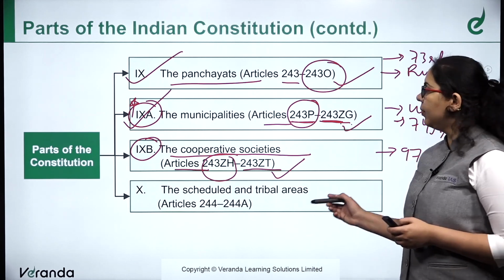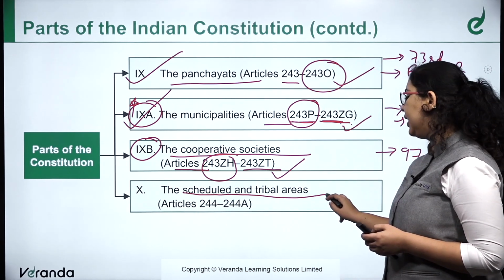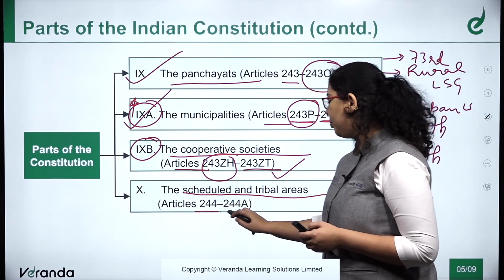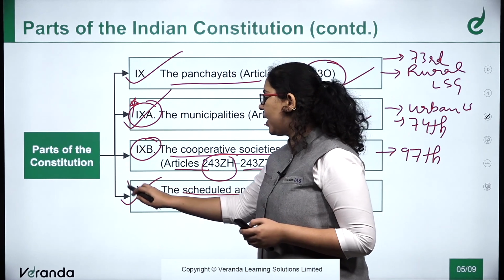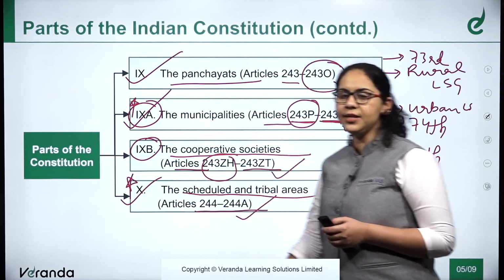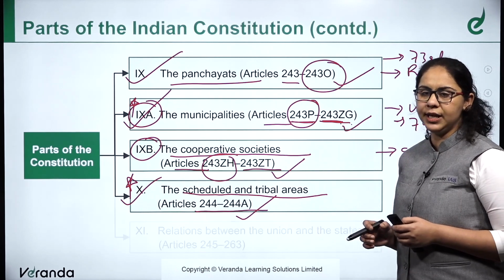Next we have part 10, that constitutes scheduled and tribal areas. Article numbers are also important, 244 to 244A, and even this part is very important. Part 10 has scheduled and tribal areas, the list of all the scheduled and tribal areas.